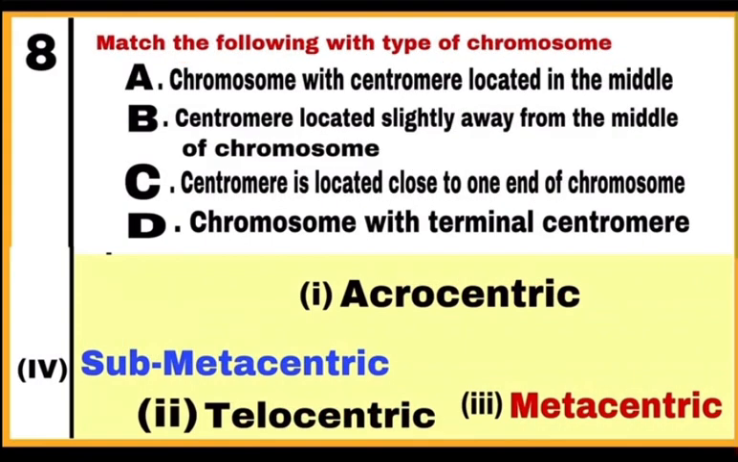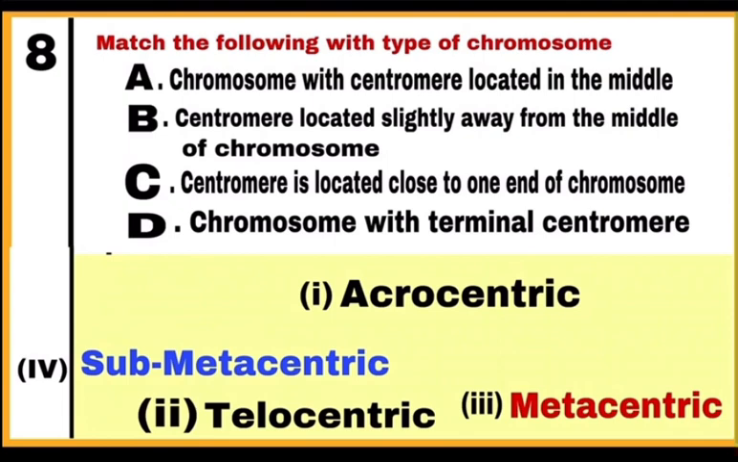Number 8. Match the following with the type of chromosomes. A. Chromosome with centromere located in the middle. It is metacentric chromosome. B. Centromere located slightly away from the middle of chromosome. These chromosomes are submetacentric.